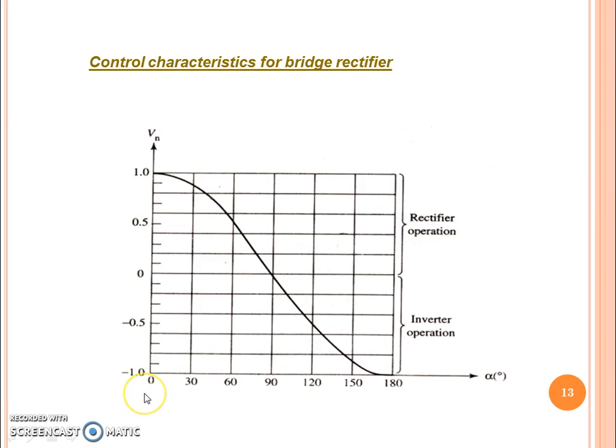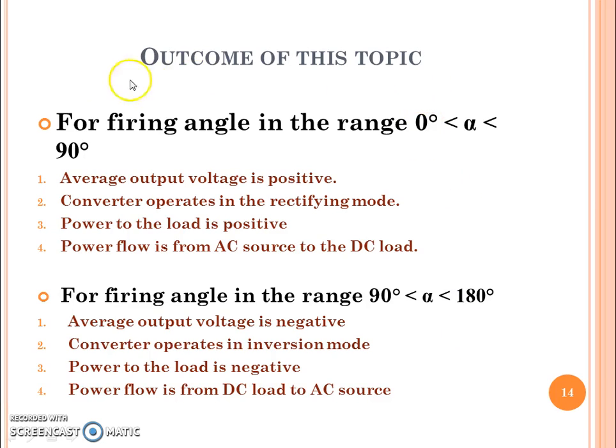What we discussed so far: this is alpha and this is your output voltage. From alpha 0 to 90 degrees, this bridge rectifier is acting as a rectification process. From 90 degrees to 180 degrees, it is acting as an inverting operation. This is what is shown as the control characteristics of the bridge rectifier. So this is the final outcome of this topic.